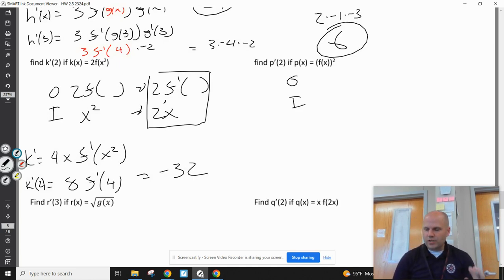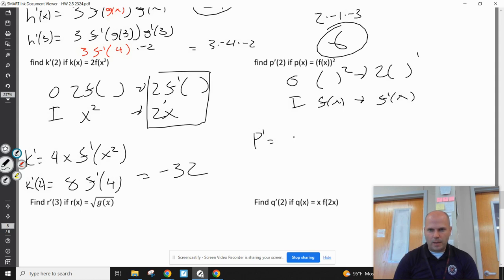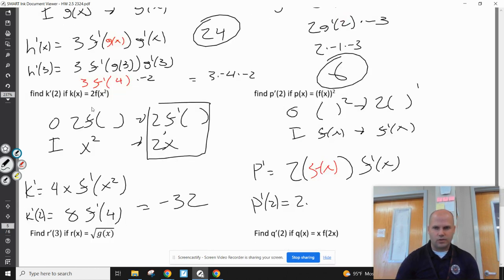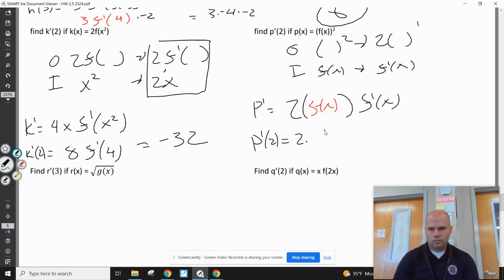Here, we see two sets of parentheses, but we don't need an OMI. If you did, it'll work out fine. The I is F of X, whose derivative is F prime of X. The O is the parentheses squared, whose derivative is 2 parentheses to the first. So P prime is 2 times F prime of X. What starts in the parentheses stays in the parentheses. P prime of 2 is 2 times F of 2 times F prime of 2. F of 2 is 4. F prime of 2 is negative 2. So this is a 4 and this is a negative 2. So negative 16.